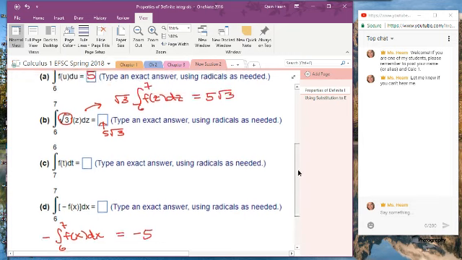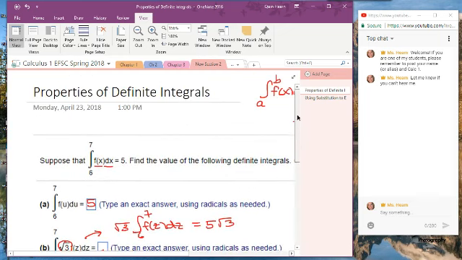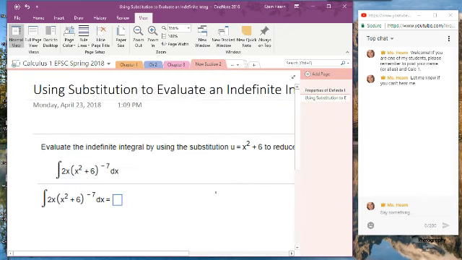Okay. All right, next thing I wanted to look at was a problem from the same quiz where we're doing u substitution to evaluate an indefinite integral.